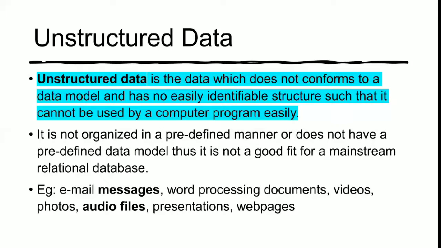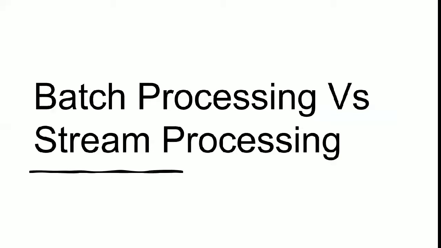For example, the data stored as unstructured data includes email messages, word processing documents, videos, photos, audio files, presentations and web pages. So this is all about the three types of data. Now I will tell you about batch processing and stream processing. You may not have heard about them, but they are the most important part when we are learning big data. Firstly, I will tell you about batch processing.